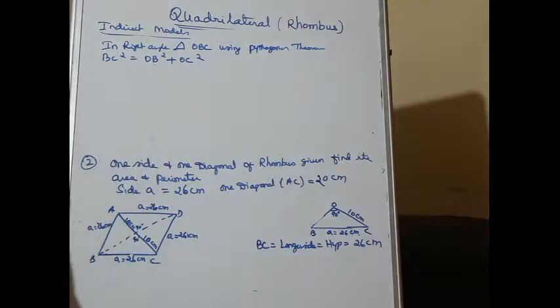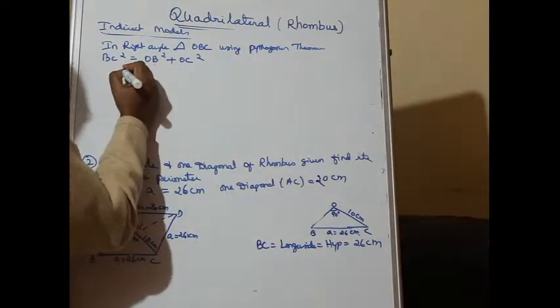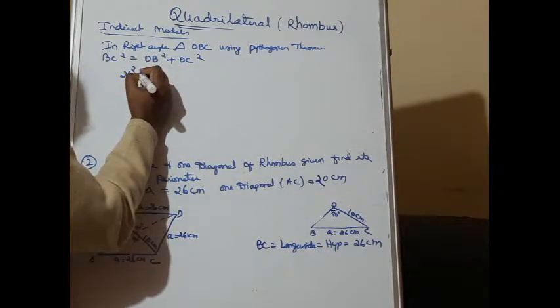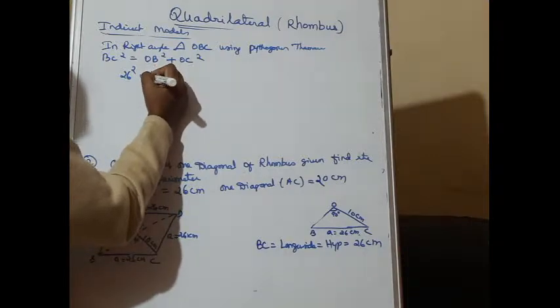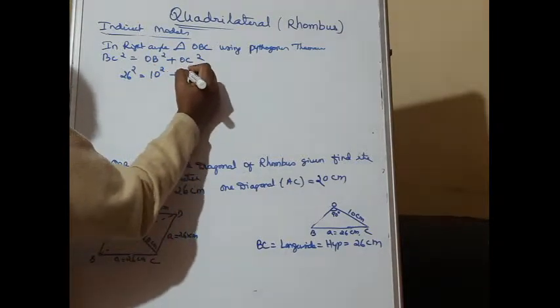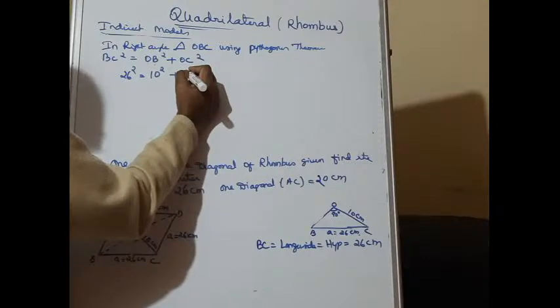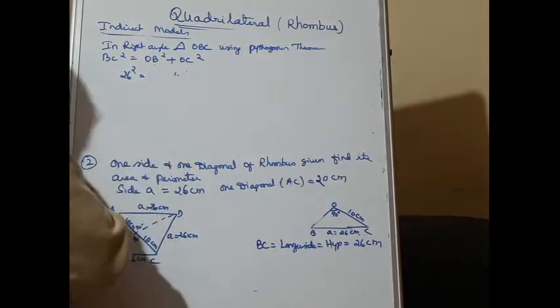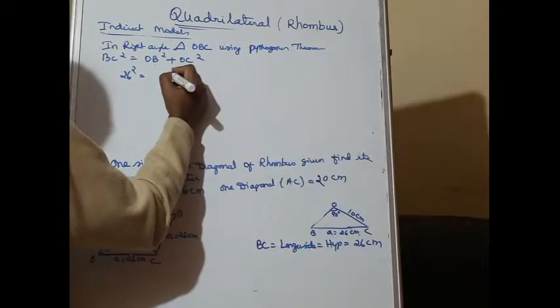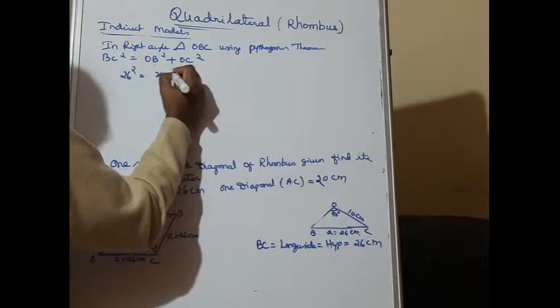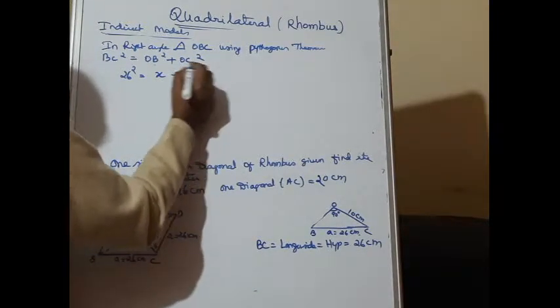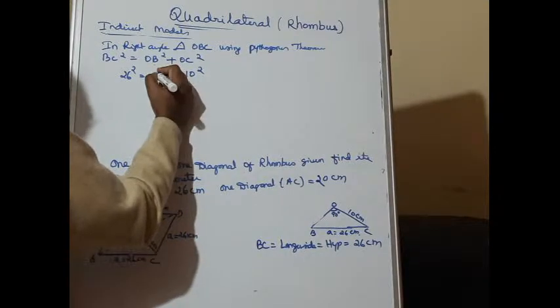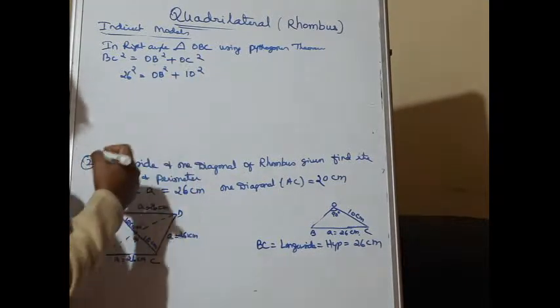So write 26 square equal to 10 square plus OC square. Sorry, OB square plus 10 square. OB we don't know. We will just substitute the values. OB square. 26 square, children, you know.